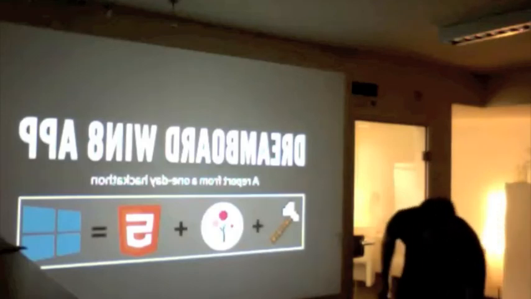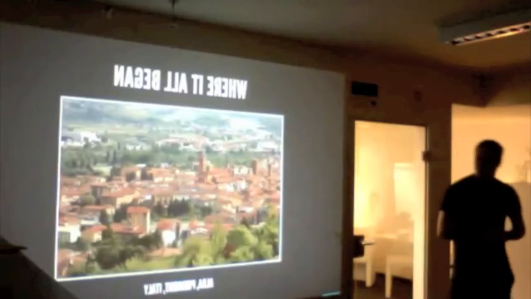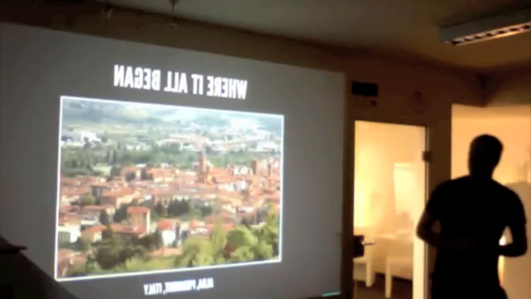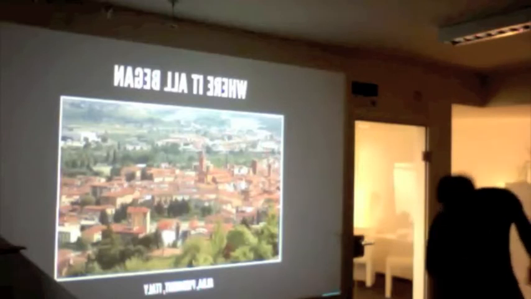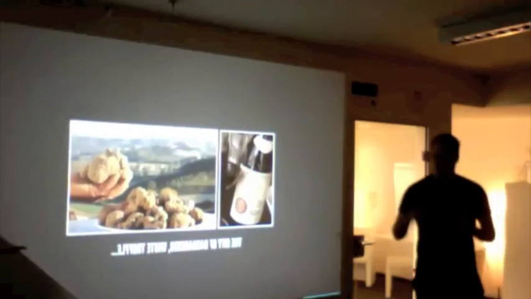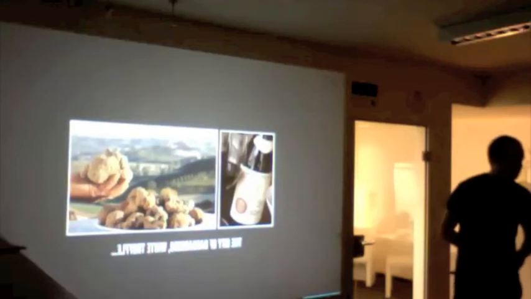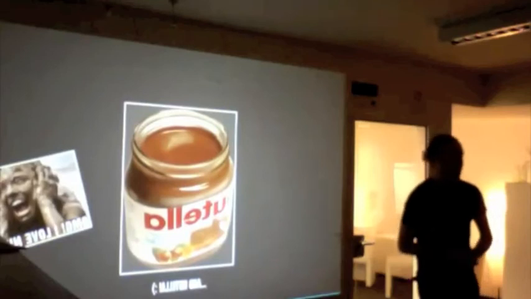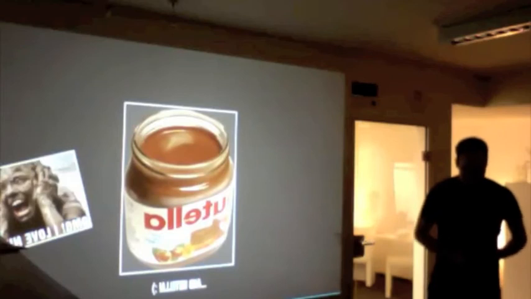So, as with all stories, we need a place to start. In this case, this place is a city called Alba that sits in the hills of southern Piedmont in Italy, and this is where everything began. This city is quite well known for its products. Most importantly, wine, white truffles, but probably most of all, Nutella. But I'm not here to talk about food actually, even though it's sweet.